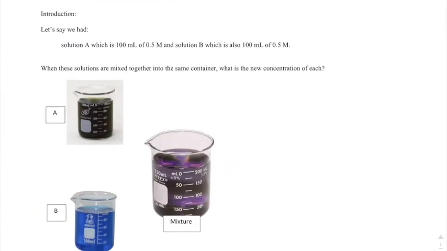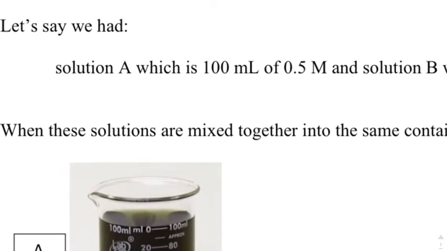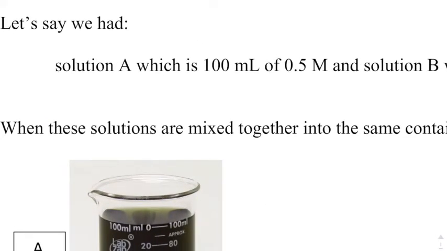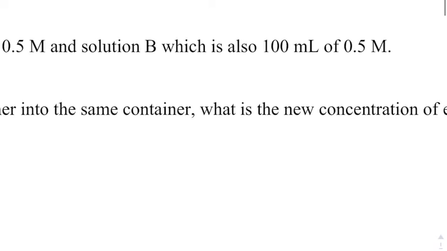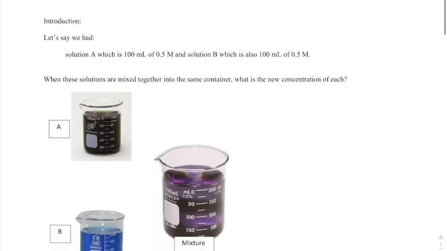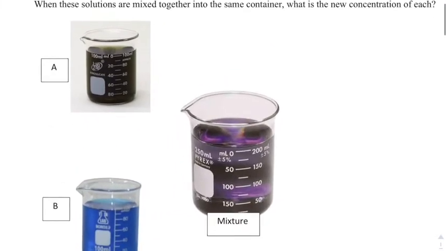So what's going to happen here is in each of these problems, you're going to add two solutions together. Eventually we're going to be doing acids and bases, but for right now, let's just make sure that we're clear on what's going to happen when we add solution A and solution B together. Eventually, A and B will be our acid and base. So let's say for the sake of argument that I have solution A, which is 100 milliliters of 0.5 molar, and solution B, which is also 100 milliliters of 0.5 molar.